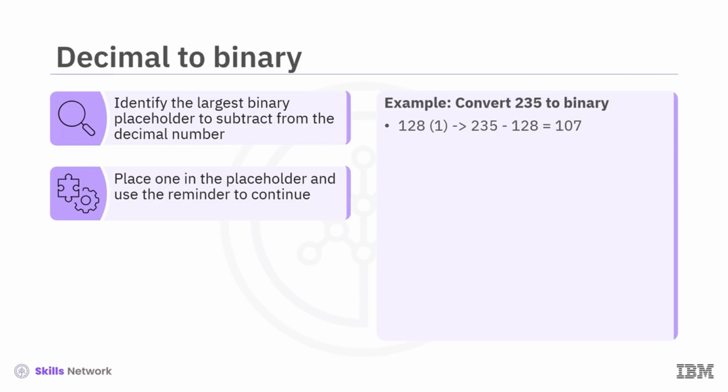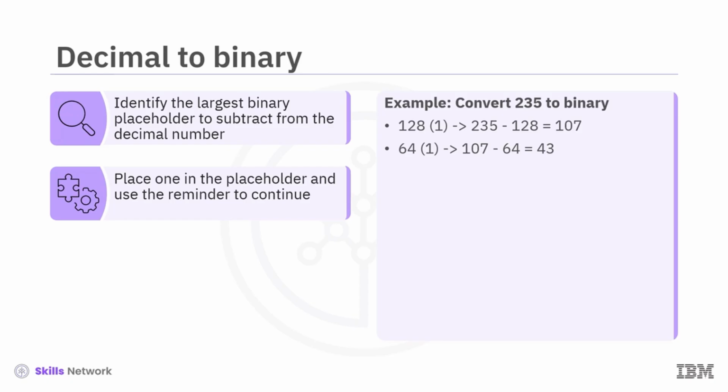Now, put a 1 in the 128th place, and then subtract 128 from 235. The answer is 107. Since 107 is greater than 64, you can subtract 64 from 107. Add 1 to the 64 placeholder, and subtract 64 from 107, leaving the answer 43.